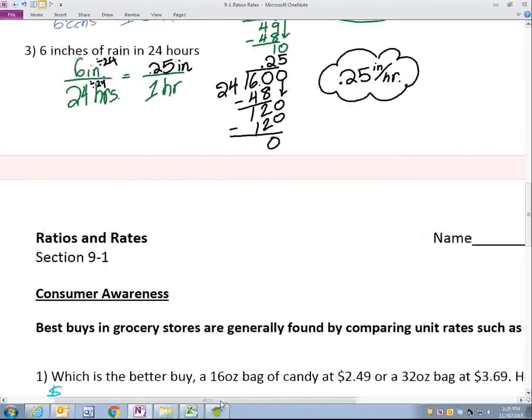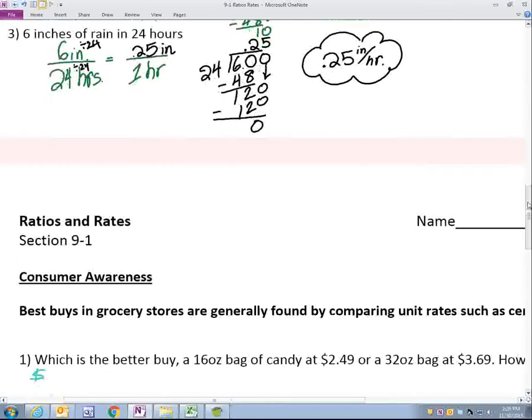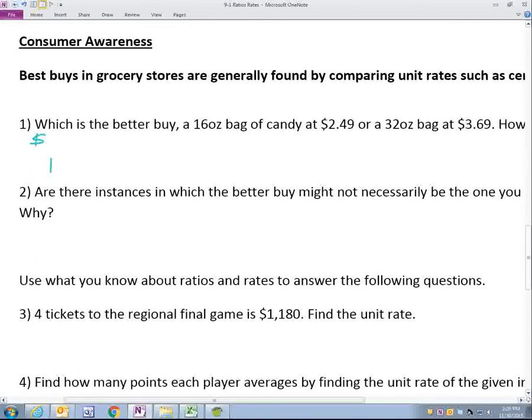Page 2, consumer awareness. You can be all like, hey, Mom, Dad, guess what? I'm going to help you find the best price of this stuff. Which is a better buy? A 16 ounce bag of candy for $2.49 or a 32 ounce bag for $3.69. Now, you say the 32 ounce, how do you know that? Because if you double the 16 ounce, $4. Yeah. Good.